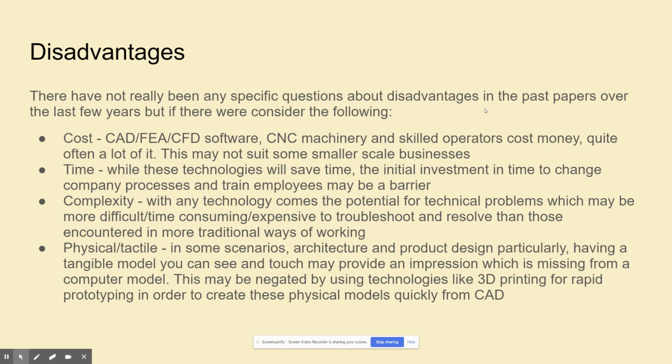And finally, there's a physical tactile thing. In some scenarios like architecture and product design, modeling is still really important, because having a tangible model that you can see and touch might provide an impression you just won't get from a computer model.